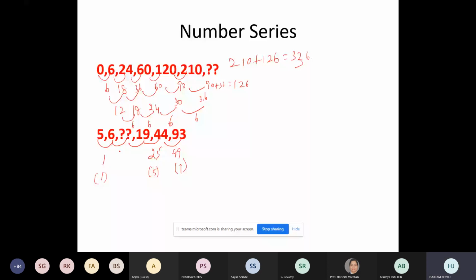If I am taking 2 in between, 2 means 2 square, so that is 4. So I am adding 6 plus 4, 10. Then find the difference. 10 minus 6 is 4, which means this is 2 square. The next one, here we are having 10, here we are having 19. So 19 minus 10 is 9. So this is the square of 3. So here our prediction is correct.